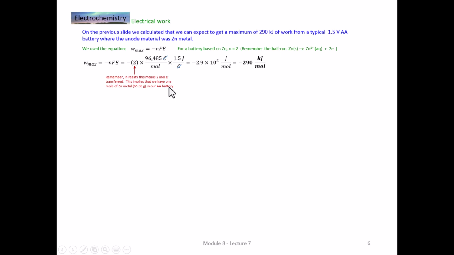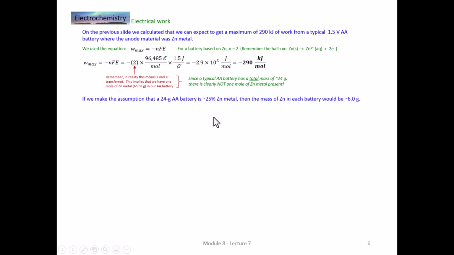So again, if we're implying we're getting 2 moles of electrons, we must be getting those 2 moles of electrons from a mole of zinc atoms going to zinc 2 plus ions. Well, there's a little bit of a problem there in that the typical AA battery has a total mass of about 24 grams. So clearly there's not 1 mole of zinc metal, 65.38 grams, in one AA battery.